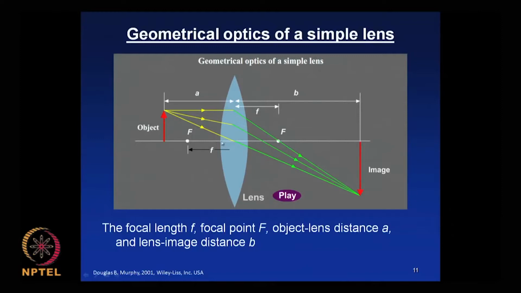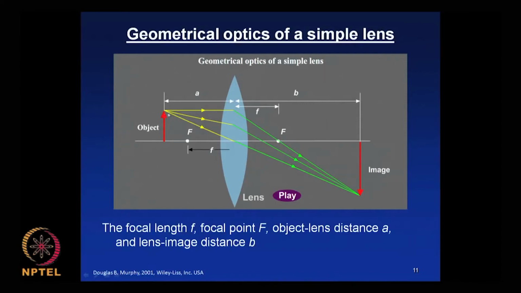and the distance between the center of the lens and this point. There are 2 points in front of the lens, one is in the front and one is at the back. So, these 2 points denoted as F are called principal focal points, and the distance between the object and the lens is A, and the distance between the lens and the image is B.